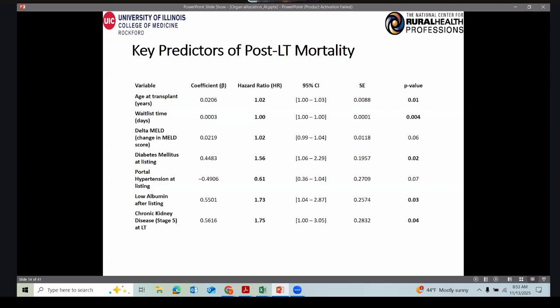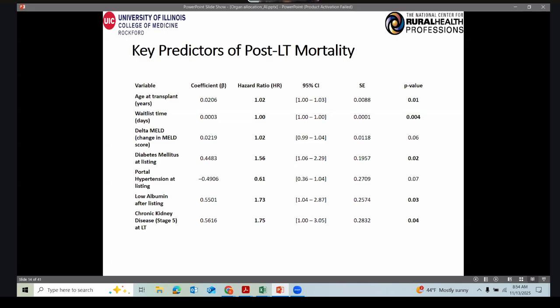Starting with age at transplantation, we found that as age increases, the risk of post-liver transplantation mortality also increases slightly. The hazard ratio is 1.02 and it is statistically significant. This means that for every 1 year increase in age, there is about a 2% increase in the risk of death after transplantation, which means older patients tend to have poorer long-term outcomes compared to younger ones.